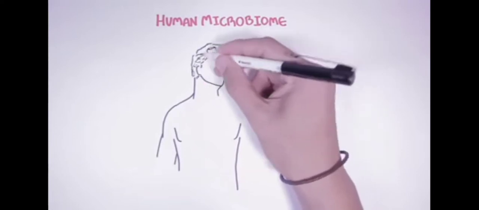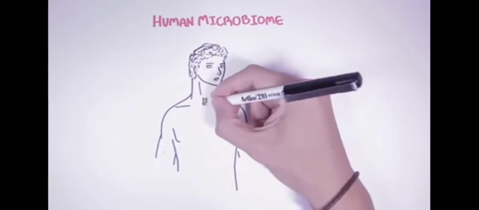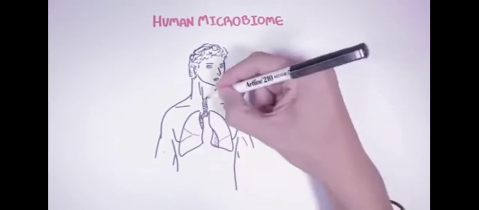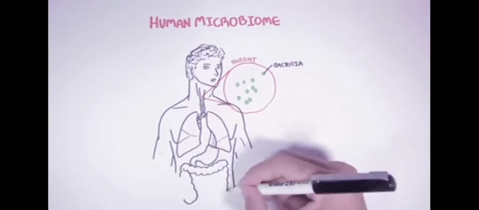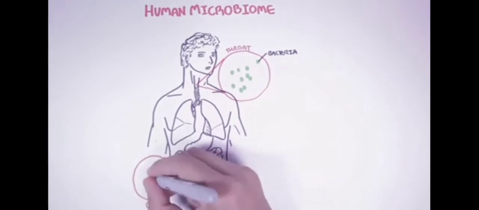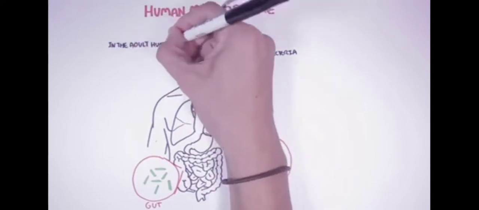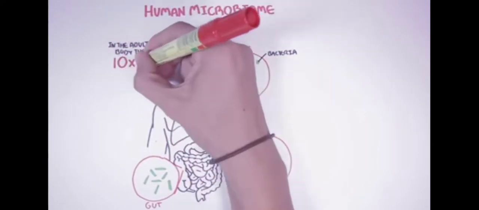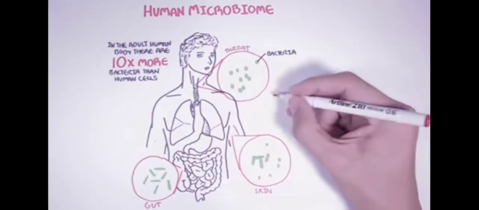Microbes. However, the human body is colonized by a vast number of microbial population, known as the human microbiome. Trillions of bacteria colonize our bodies. We can find them in various locations, such as our throat, our gut, and even our skin. In a healthy adult human body, there are approximately 10 times more bacteria than there are human cells.